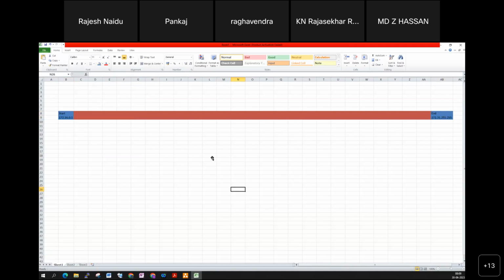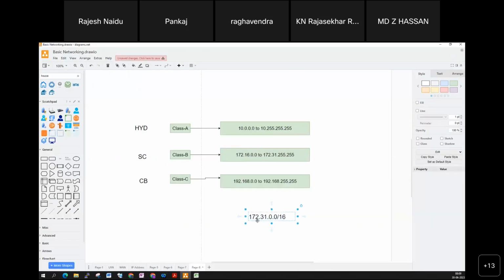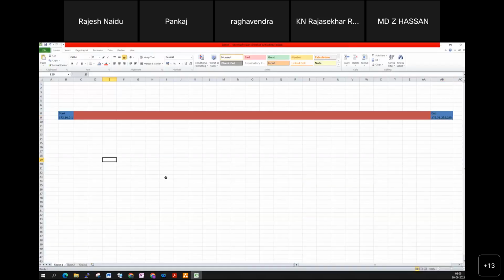So this is the starting IP address and the ending IP address. This is the total range of class B private IP addresses. Now, Canada Central is providing this IP address range, 172.31.0.0. My question is, is this range available within this range or not? Carefully check and let me know.